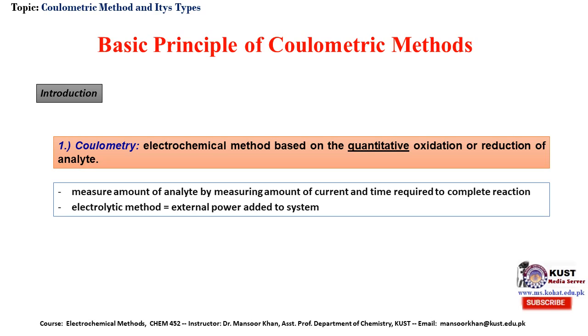An electrolytic method is equal to the external power added to the system. So the amount of current which is added to the system is basically the basis for the quantitative method of analysis. It means if the amount of analyte is greater, a high amount of external current will be required, and if a low amount of current is required, it means that the concentration or the total amount of the analyte which is to be determined is low.